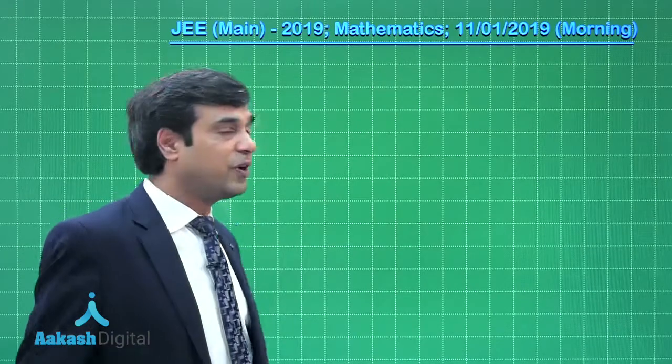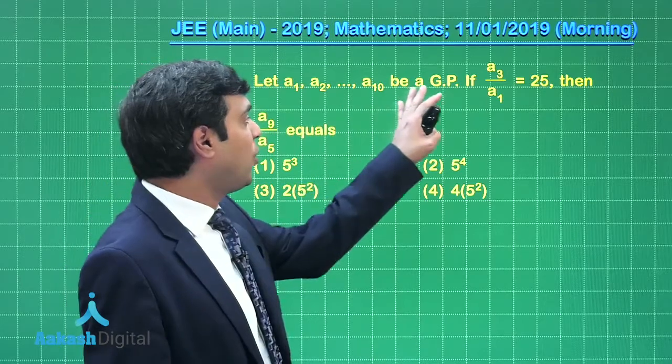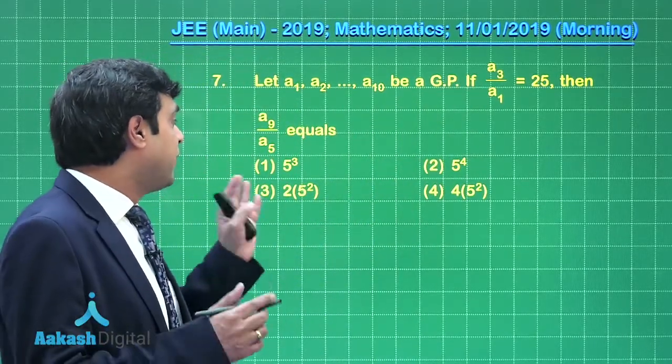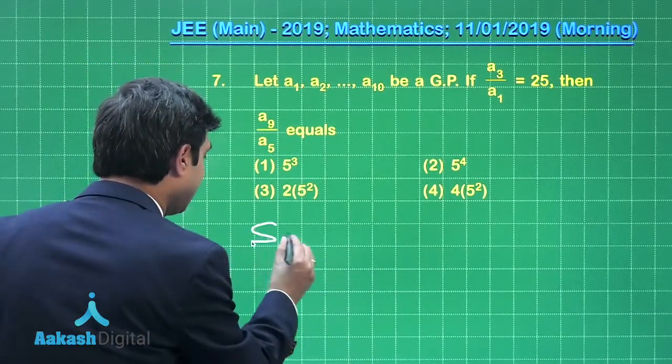Let's move on to the next question of this paper, that is question number 7. Let A1, A2 and so on be a GP. If A3 by A1 is 25, we have to find A9 by A5. Simple question from sequence series.